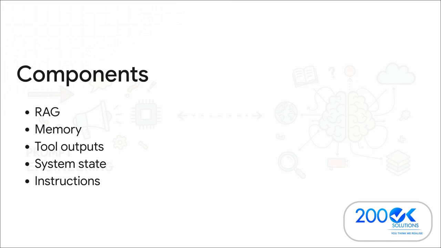So what does this actually look like? Think of this as your architectural blueprint for a production-ready environment. First, you've got retrieve knowledge, pulling in documents dynamically using RAG. Then there's memory, keeping track of interaction history so your user doesn't have to repeat themselves 50 times. You have tool outputs, which feed the AI real results from APIs and live databases. You've got the system state, so the AI knows exactly what stage of a workflow it's in.